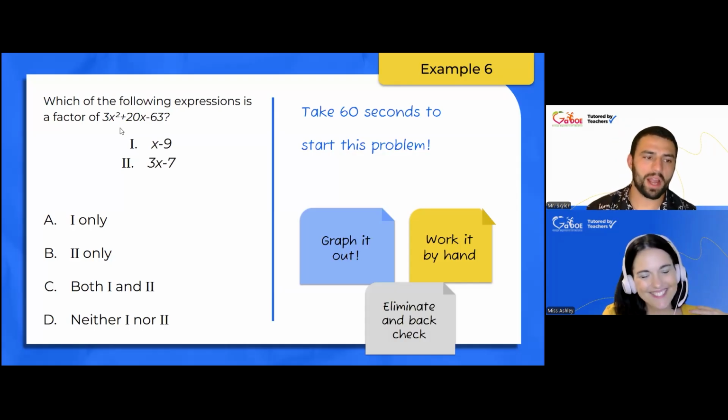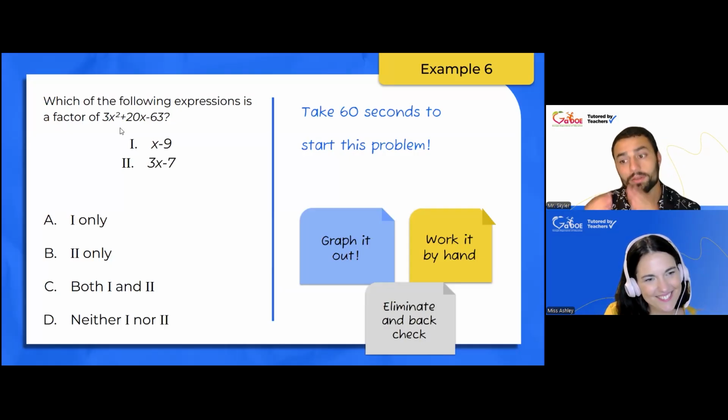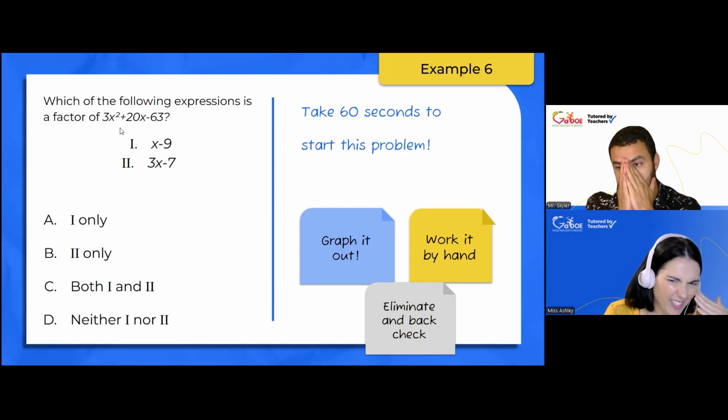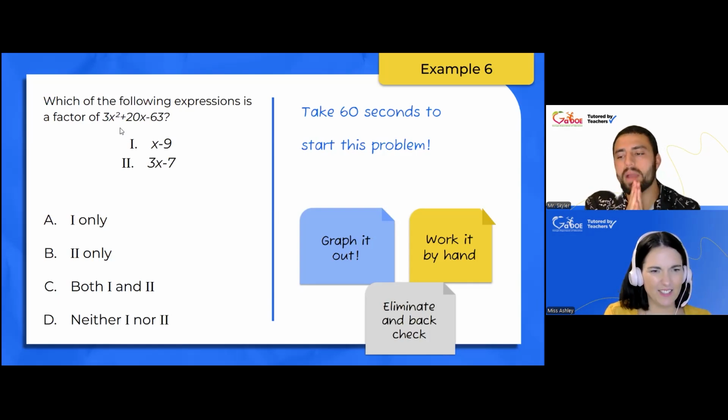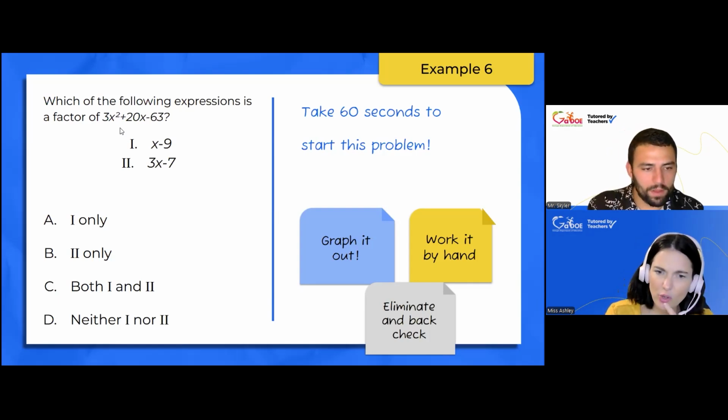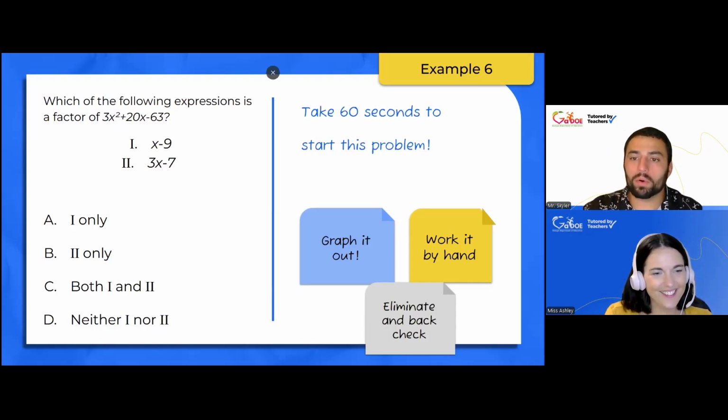That one's tough. Maybe I could factor, but then I've got a 3 and I've got a negative 63 in there. Those are tough to factor. Could we graph it? Oh, we might be able to graph this one. Or use the quadratic formula? Let's go ahead and pull that one in.